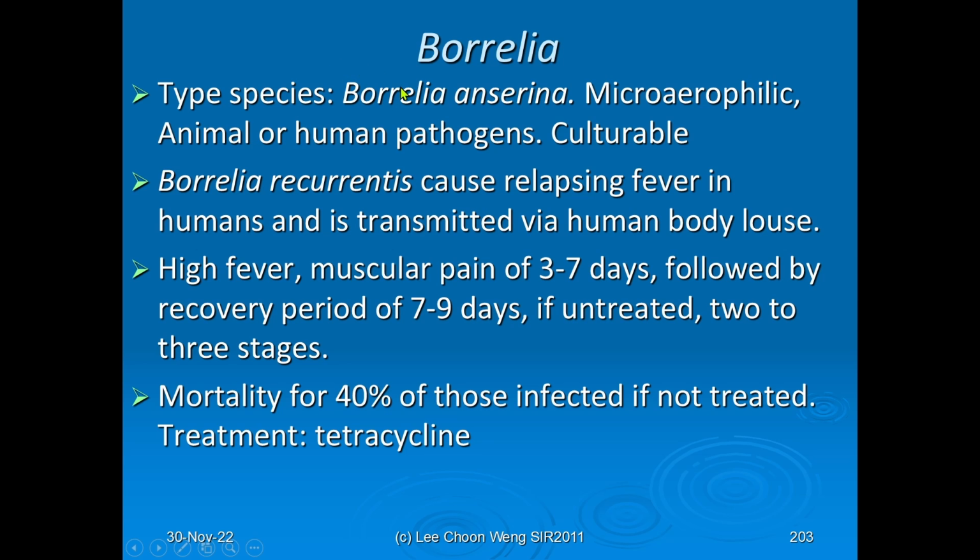Other than Treponema, you also have Borrelia, type species Borrelia anserina, microaerophilic, an animal or human pathogen, and culturable. The two main ones: you have Borrelia recurrentis that causes relapsing fever in humans and is transmitted via human body lice. Usually high fever and muscular pain, followed by a recovery period of 7 to 9 days, and if untreated, there will be 2 to 3 more stages. Mortality is up to 40% for those infected if not treated, and treatment is via tetracycline.